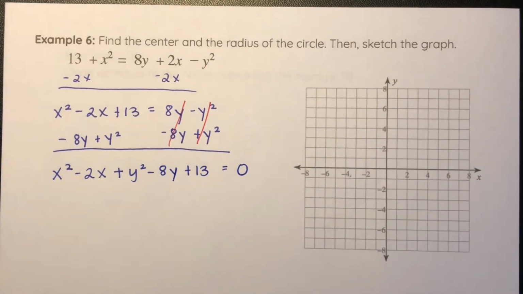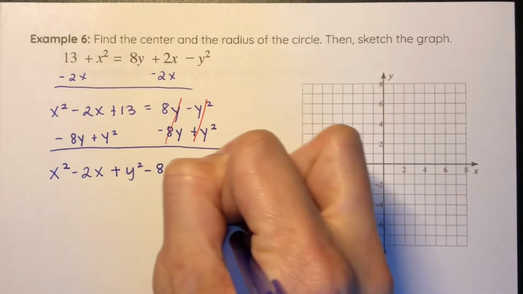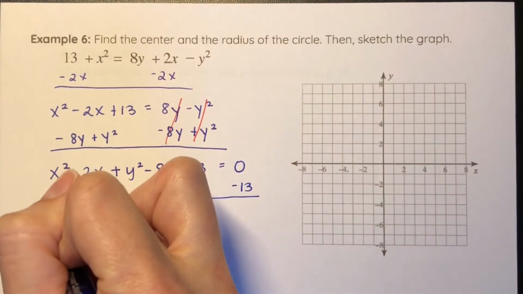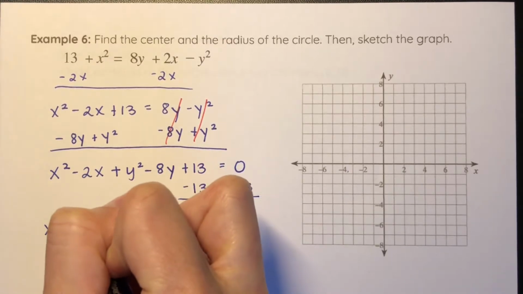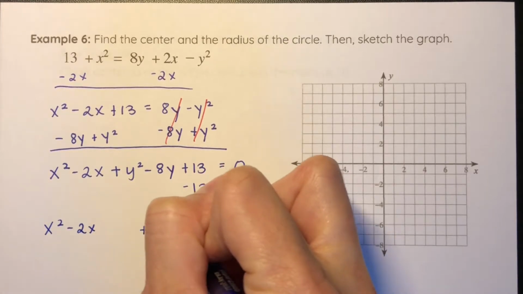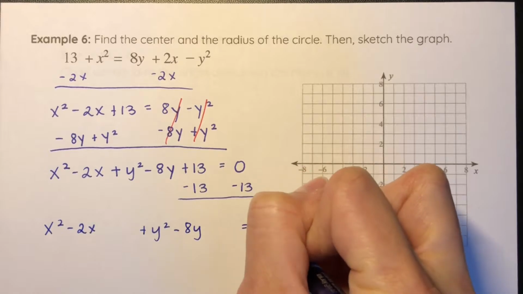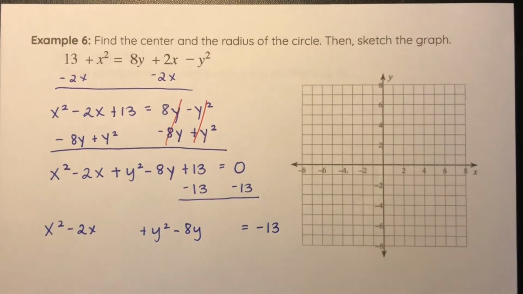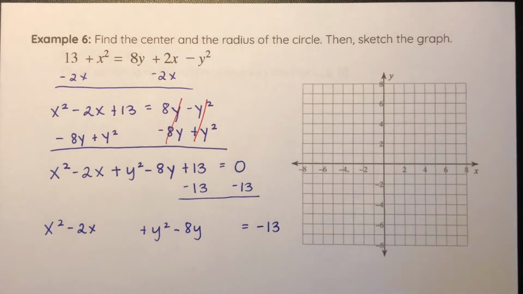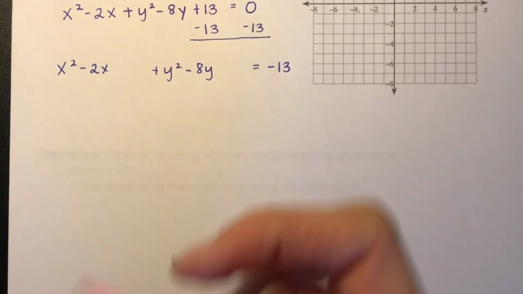So you can see that all I have to do now is get rid of this constant. I need to move this, and then I will be ready to start completing the square. So I have x squared minus 2x, I'm going to leave my placeholder, plus y squared minus 8y, leave a placeholder, equals negative 13. All right, so now I can go ahead and complete the square.